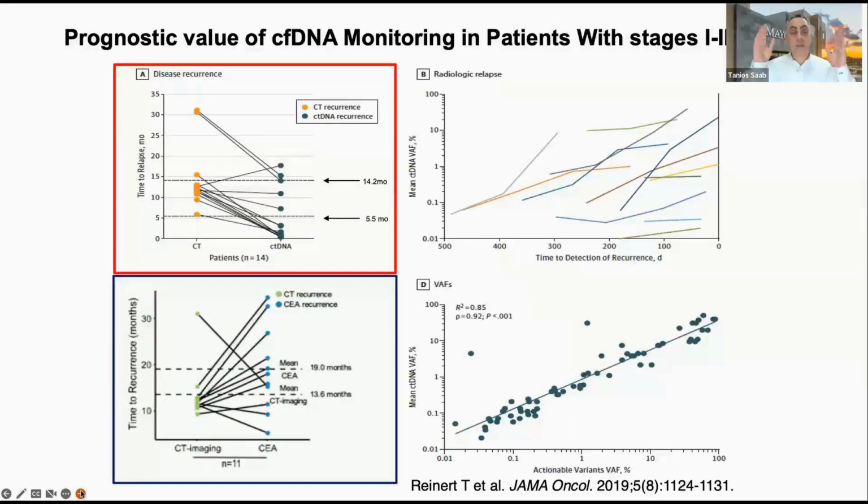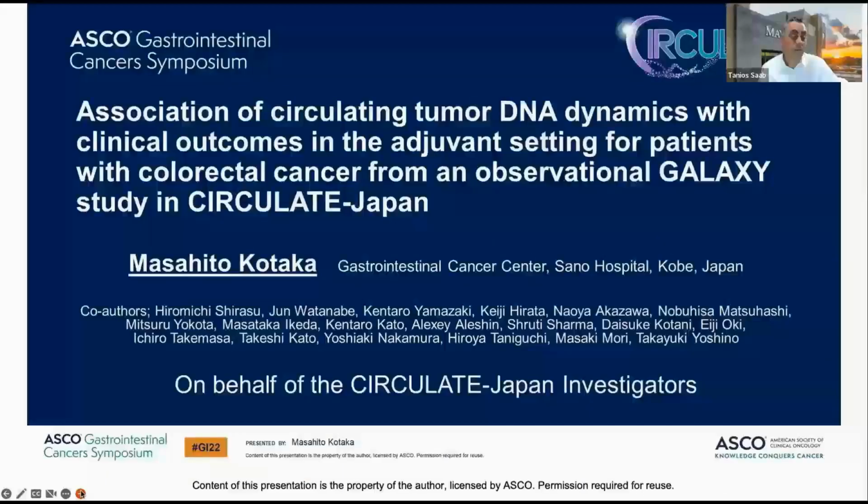The question is, in this about a year between MRD positivity and a CT recurrence, what do we do? Right? I mean, that's an important question. Do we intensify the scans? Do we consider more treatment? And of course, at this point in time, these questions remain unanswered.